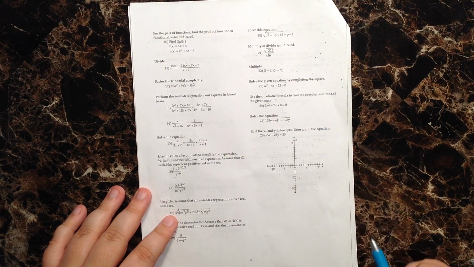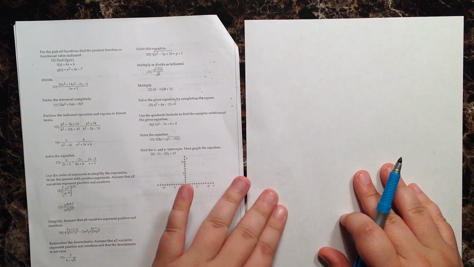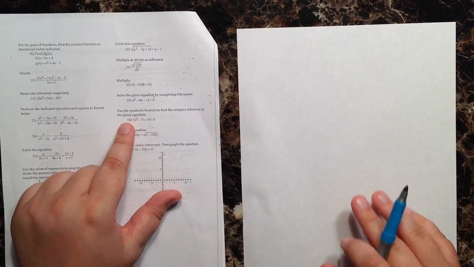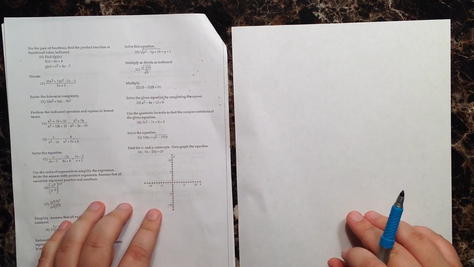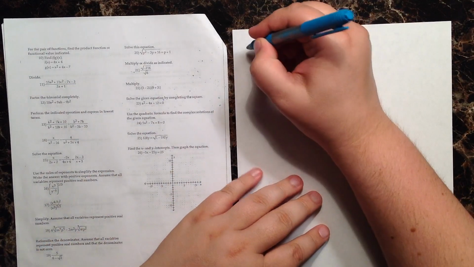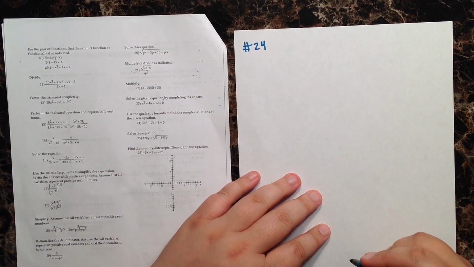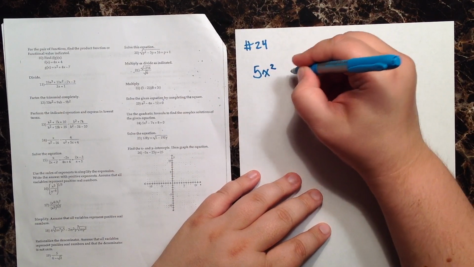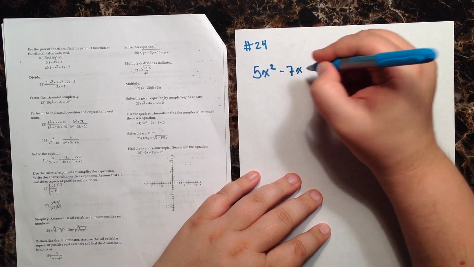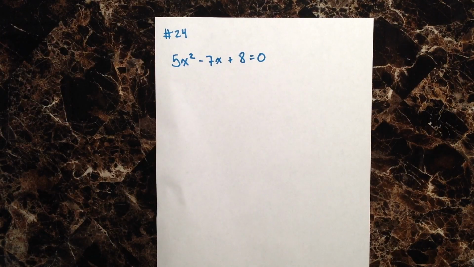We are on question number 24, so let's jump right in. The directions for number 24 are: use the quadratic formula to find the complex solutions of the given equation. The equation they give us is 5x squared minus 7x plus 8 equals 0.